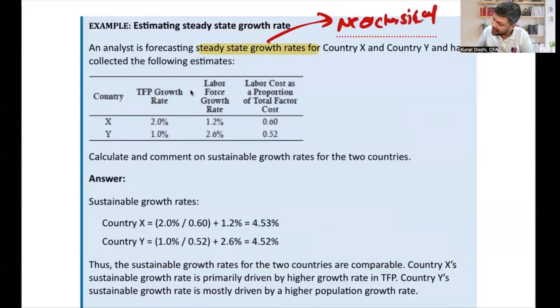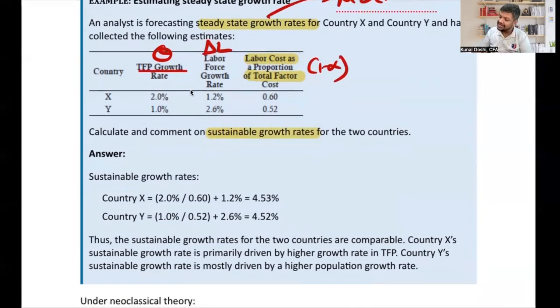Okay. Country X and Y have collected TFP growth. TFP growth is the growth in technology, which we say here is theta. Labor force growth rate and labor cost as proportion of total factor cost, this is nothing but 1 minus alpha. This is basically the change in labor. Calculate and comment on sustainable growth rates for the two countries.